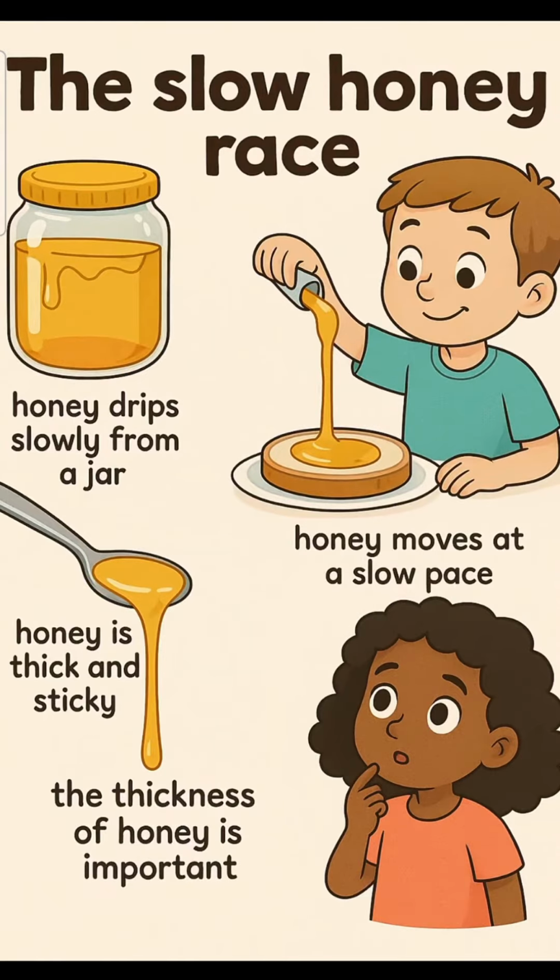The slow honey race. Why does honey flow so slowly when poured, while water flows quickly? This is because honey has much greater internal friction than water. This property of a fluid resisting flow is called viscosity.